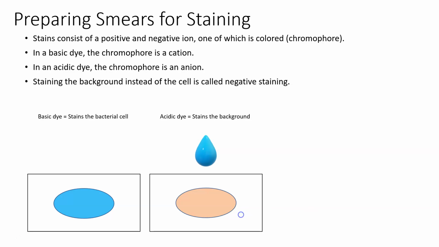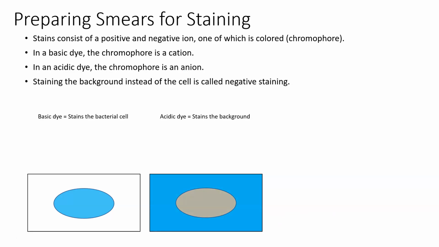Conversely, if we want to stain the background, we're going to employ an acidic dye, which means the chromophore is going to be an anion, or negatively charged. Since the bacterial cell is negatively charged as well, it's going to repel the chromophore, and the chromophore isn't going to stain the cell. In fact, it will just stain the background.